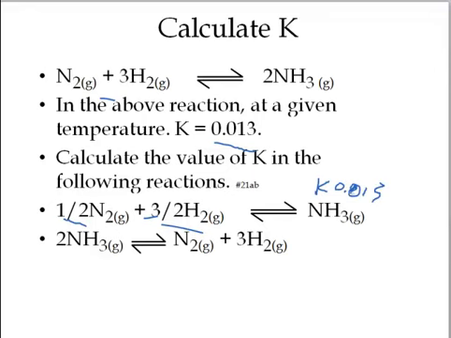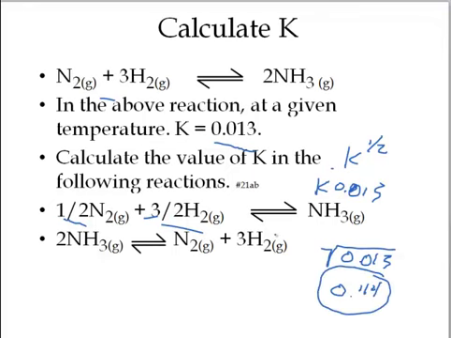0.013, and if you raise something to a half power, if I take k and raise it to a half power, what is that? That's a square root, right? So if I just take a square root of 0.013, I get an answer of 0.114. Okay, so that would be the answer to that problem, right?